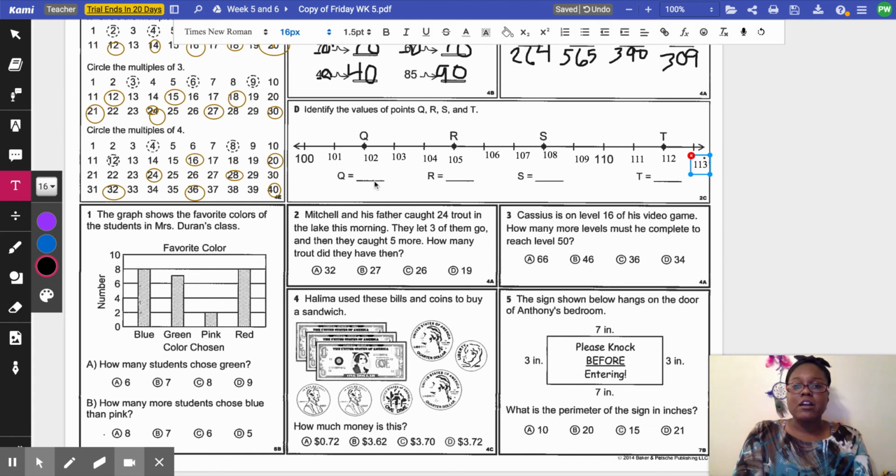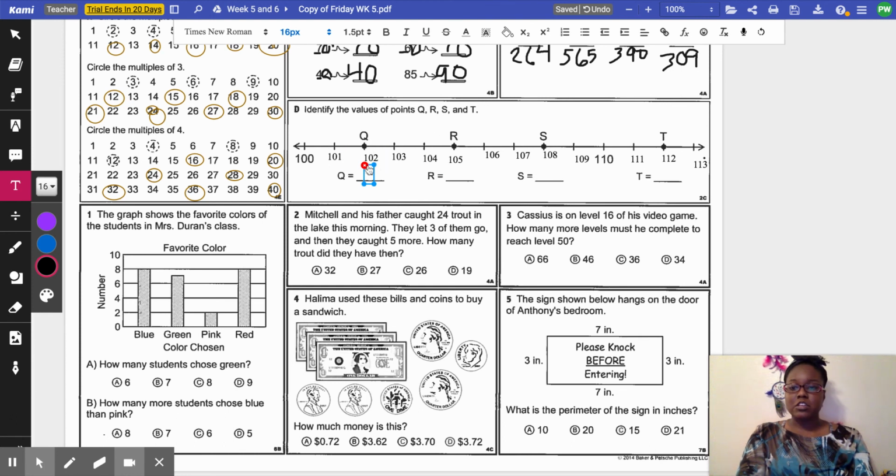Now, the reason I go ahead and make my students fill out all of the numbers is so that they have experience with this number line and they know what numbers come before and after. It also helps them visualize the numbers. Then they can go back and make sure that they have the right numbers in the correct spot.